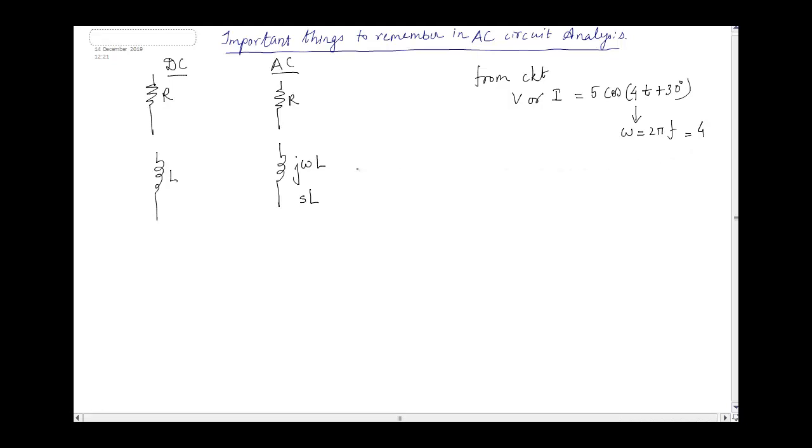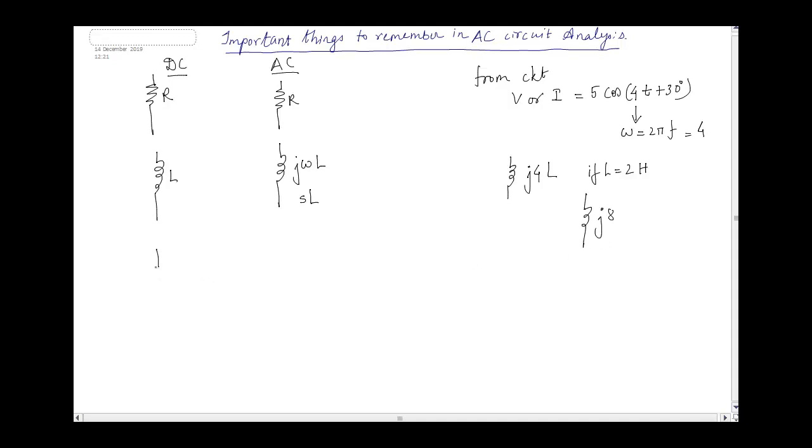So for this one you will write the inductor becomes J4L. Now if your L is, let's say, 2 Henries, then you will write it as J4 into 2, which is 8. So it will be 8J.